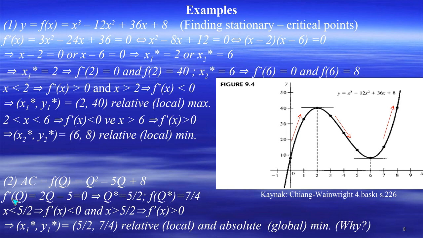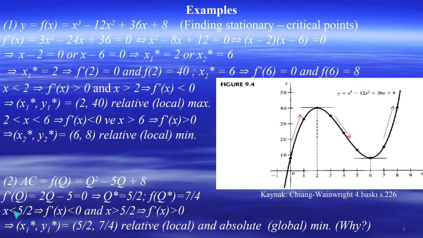But say it anyway. We take the first derivative, and the first derivative is 2Q minus 5. When we equate it to 0, we obtain Q star equals 5 over 2 by simple algebra. We can also put this 5 over 2 in and obtain f of Q star as 7 over 4. Great. It's a simple thing. Just replace Q with 5 over 2 and calculate what AC, f of Q star, is. It is 7 over 4.